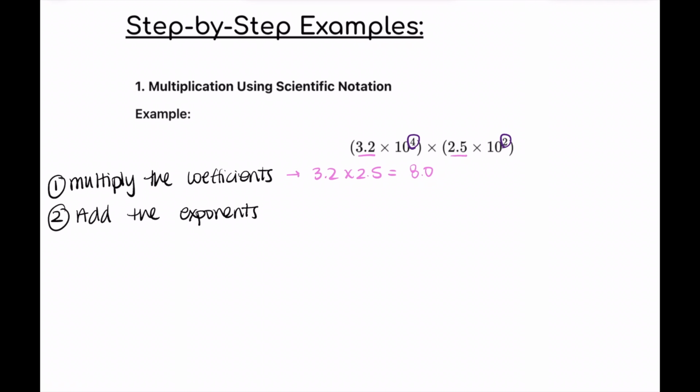And then our exponents, which I'm circling here in purple, we have 4 and 2. So we're going to go ahead and add those exponents. 4 plus 2 gives us 6. So our final answer is just 8.0 times 10 to the 6th.